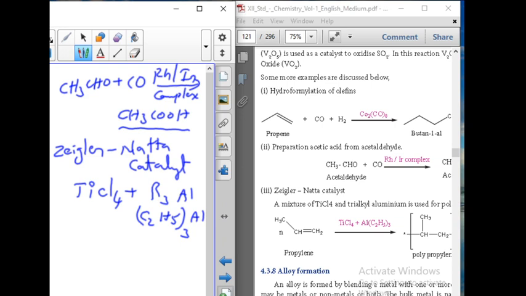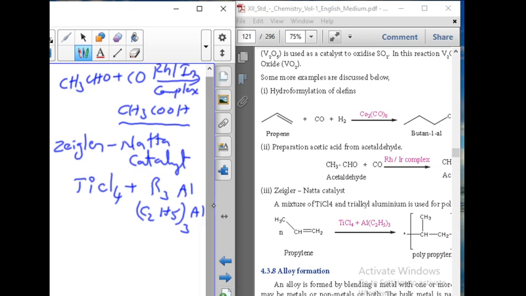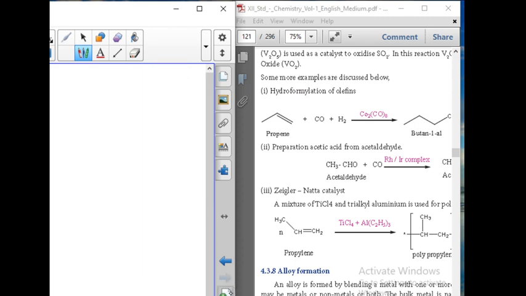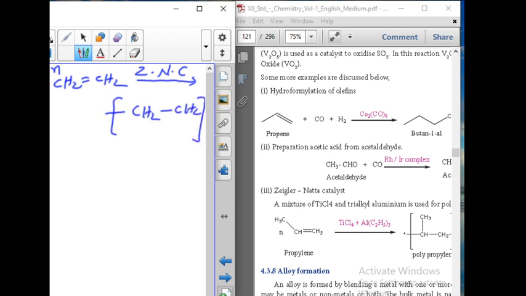This Ziegler-Natta catalyst is most familiarly used for the preparation of polymers. So polyethylene: CH2=CH2, n number of moles of ethylene molecule, I am using the Ziegler-Natta catalyst, writing simply ZNC. By using this Ziegler-Natta catalyst, we can get polyethylene, CH2-CH2 n times. So this is called HDPE, high density polyethylene.